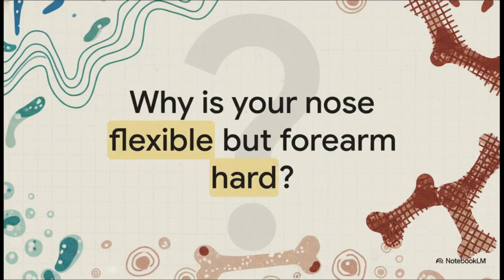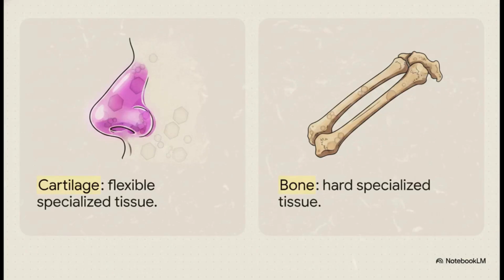Try this quick interactive experiment with me. Touch the tip of your nose and then press firmly on your forearm. Notice the difference? One wiggles around and is highly flexible, while the other is rock hard. So why is that? The answer lies in their specific connective tissues. Your nose is structured by cartilage, which is a flexible, specialized connective tissue. Your forearm, on the other hand, is structured by bone, which is a hard, specialized connective tissue. They both provide the absolutely crucial structural framework for the animal body, but they're uniquely tailored to their specific locations and functions.